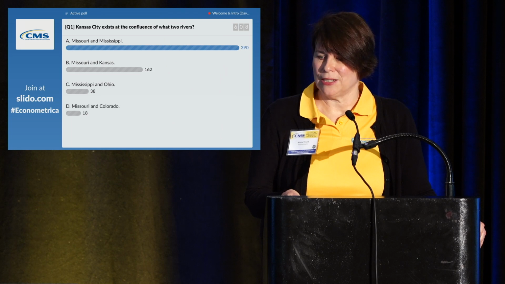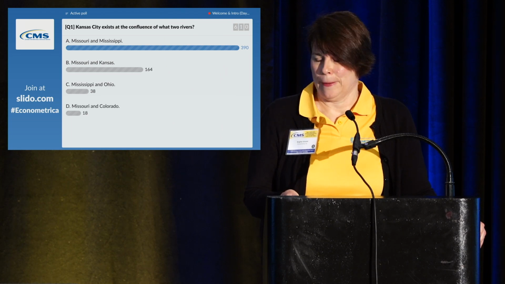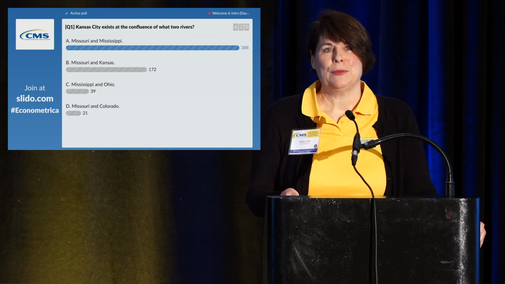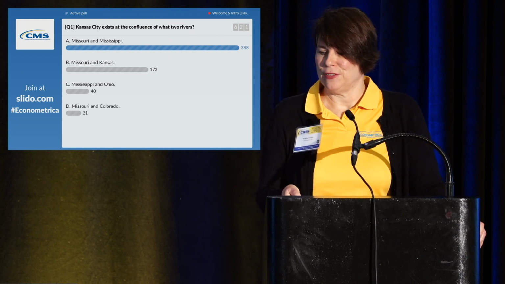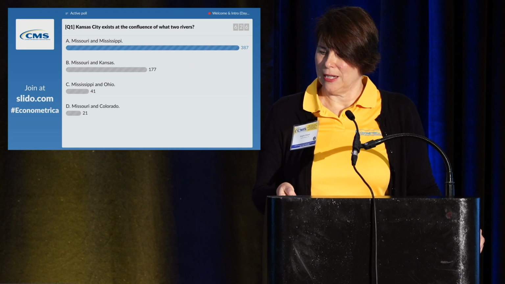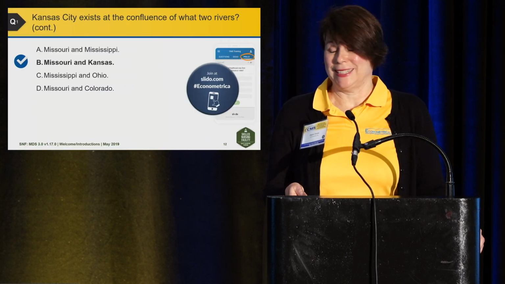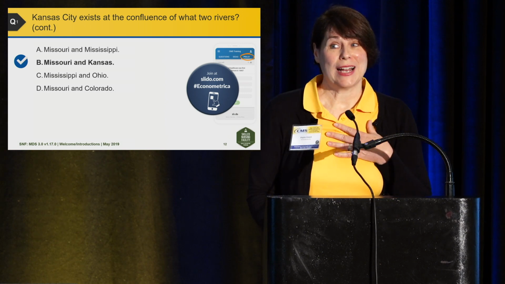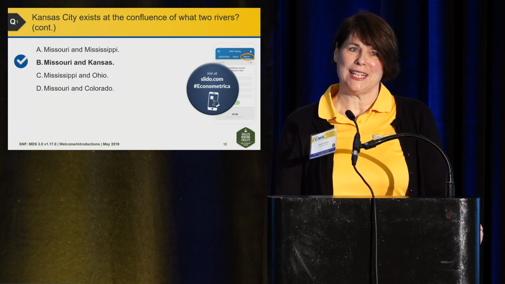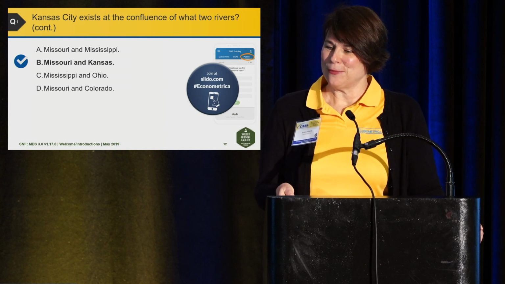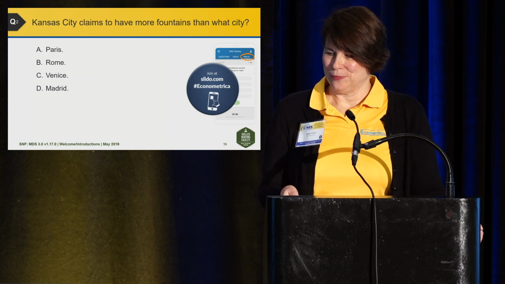And we're switching back to our PowerPoint. And I will tell you that I was surprised to find out that the correct answer was, we'll go backwards, Missouri and Kansas. So I learned from this activity that there is a Kansas River. Okay, we'll move on to the next question.